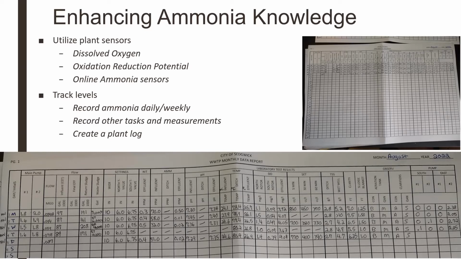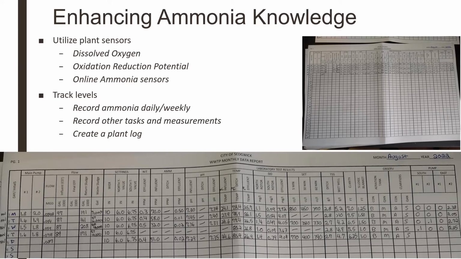They're taking readings from plant sensors they have deployed in various locations. So that includes dissolved oxygen, oxidation reduction potential, and online ammonia sensors. So this is a very data-oriented facility, and they do an excellent job keeping track of it. They're also tracking things, either on a daily or weekly basis, and they're also recording other tasks and measurements.